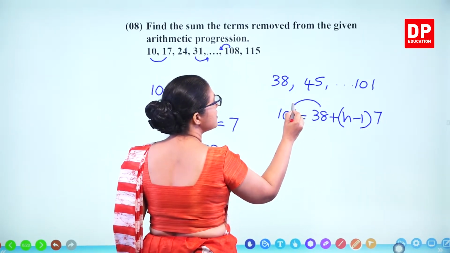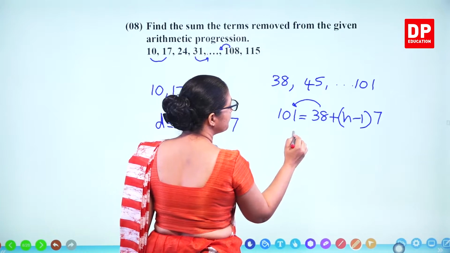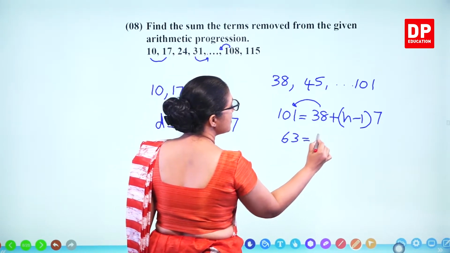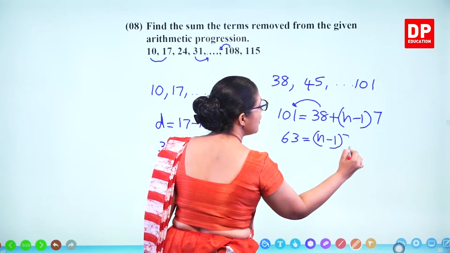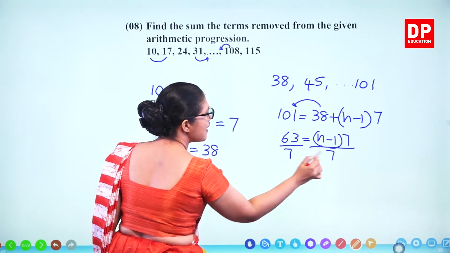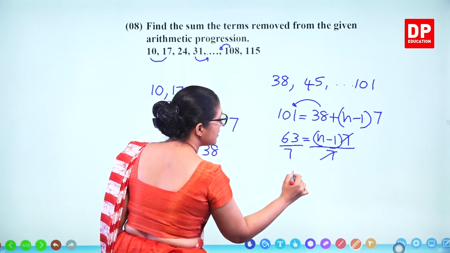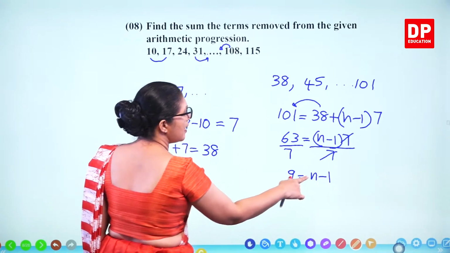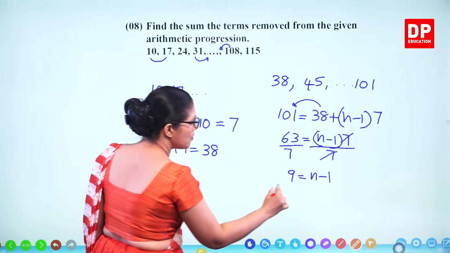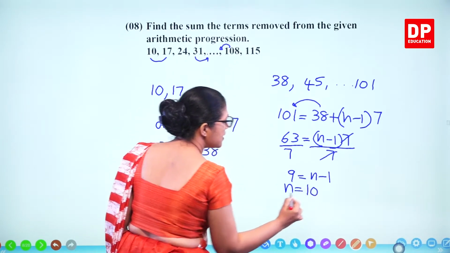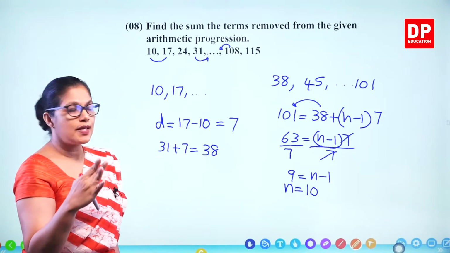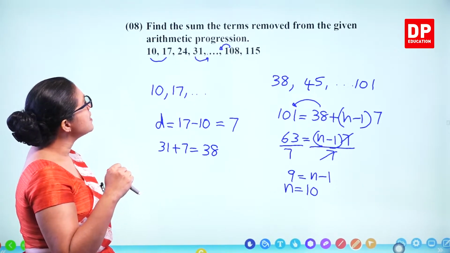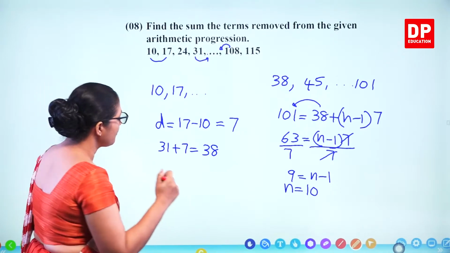So subtract 38 first. 3 and 6. n minus 1 times 7. When you divide both sides by 7, you get n minus 1 is 9. So n becomes 10. So that means 10 terms are there. So n is 10. So what is the sum? S10.